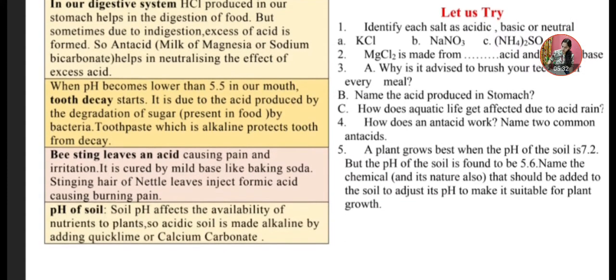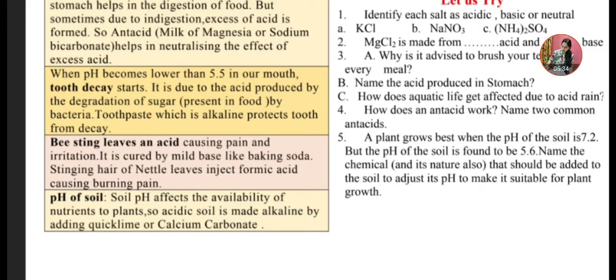Next is the bee sting, which leaves an acid. Students, whenever you get a bee sting, there is pain and irritation on your body part, and it is cured by a mild base like baking soda. Why?